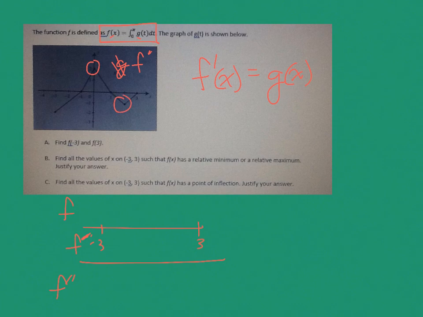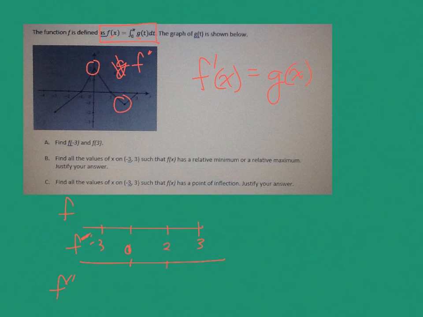So when the derivatives are at maximum and minimums, that's when we should have points of inflection. So all we're going to do is test those. So we're going to test our 1, and we're going to test our 0, and we're going to test our 2.